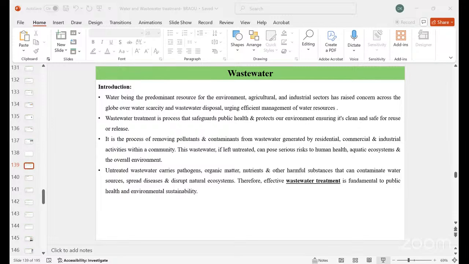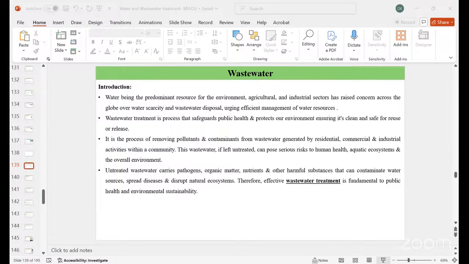A low F/M indicates a limited food supply relative to the microbial population, leading to a slower growth rate but potentially high treatment efficiency, as microorganisms have more time to fully degrade the available organic matter. This can lead to endogenous respiration, where microorganisms start consuming their own cellular material for energy.